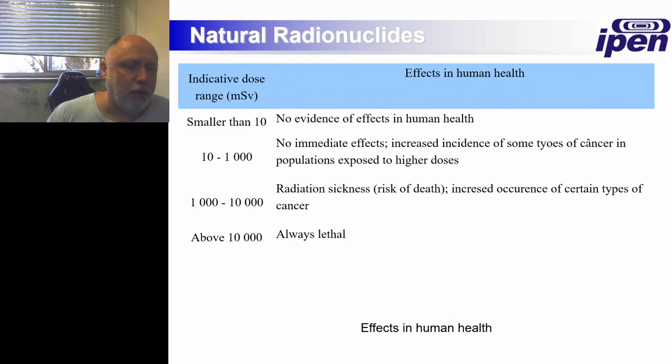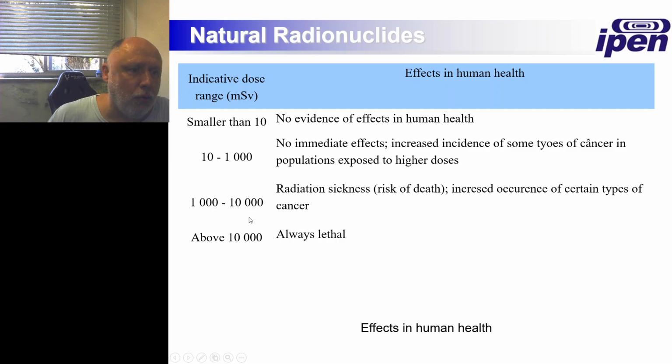So, what is the effect on human health? We will talk about it. You will see this in the radiation protection module. But at less than 10 millisieverts, there's no evidence of any effect on human health. From 10 to 1000, there are no immediate effects. There can be some increased incidence of some types of cancer in populations exposed, especially to doses closer to 1000 or at least over 100 millisieverts per year.